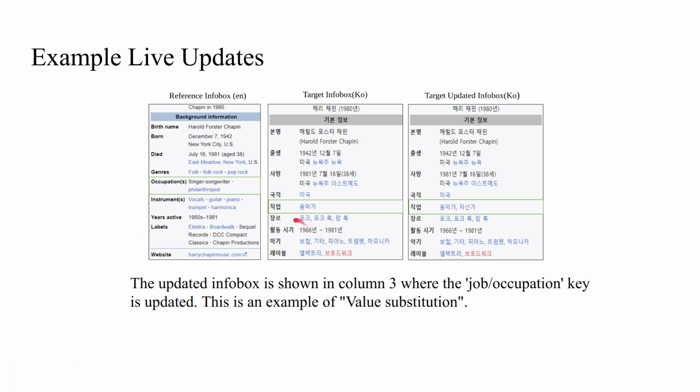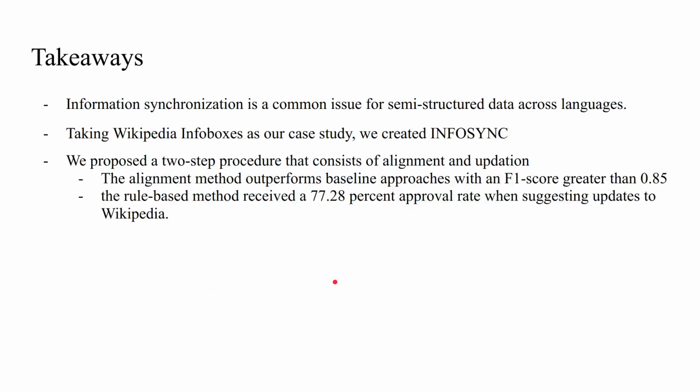The column 3 shows the updated Korean info box, and column 1 and 2 show the original boxes. In conclusion, I hope I have convinced you that information synchronization is a common and rampant issue for semi-structured tables, especially in our case study Wikipedia. Our method has two major steps: information alignment, where we outperform the other approaches with an F score of greater than 0.85, and the rule-based updation method that receives 77.28% approval on Wikipedia using the human in the loop testing.